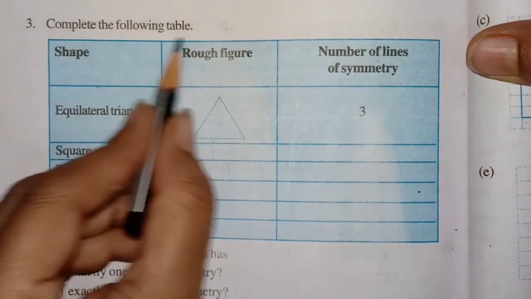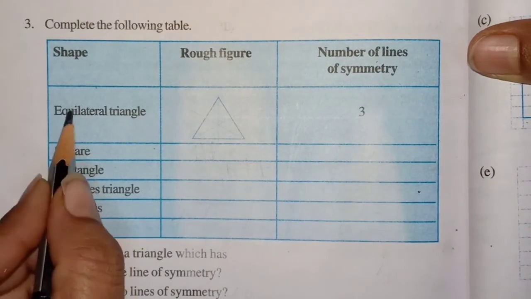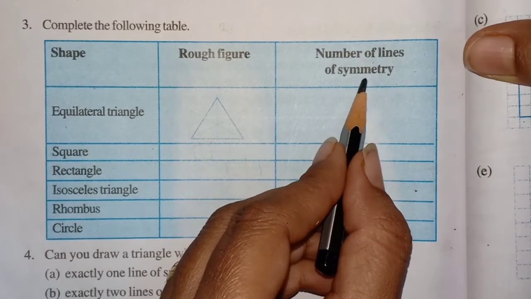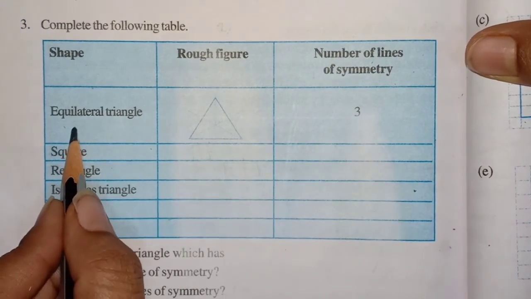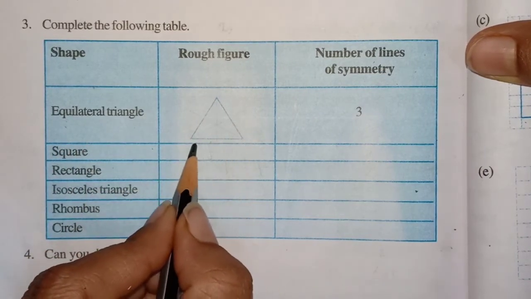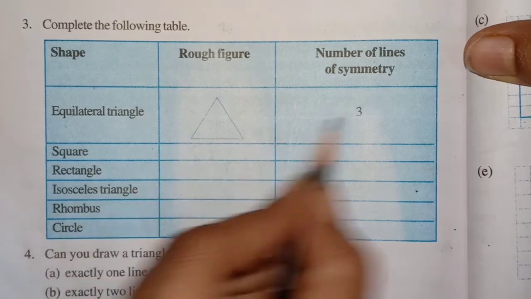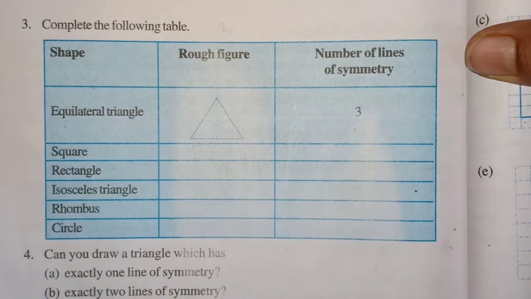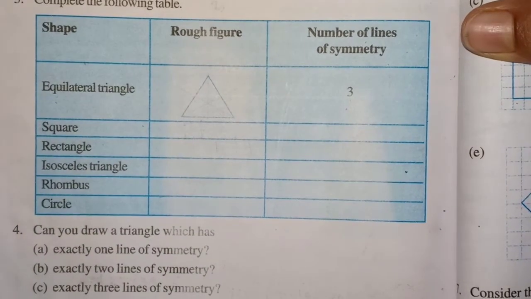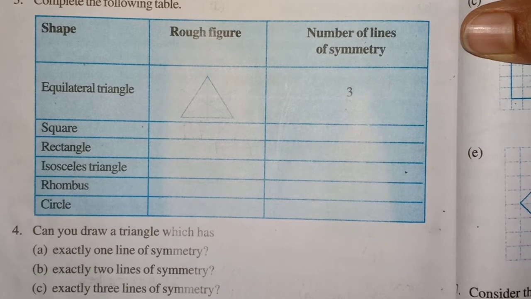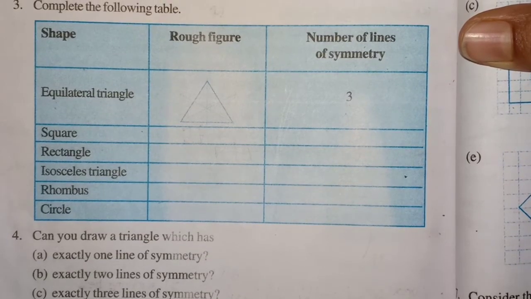Question number 3. Complete the following table. Here there is a shape name, a rough figure and the number of symmetrical lines. They give us one example, the equilateral triangle. You know that an equilateral triangle has all sides equal and we draw 3 symmetrical lines. So the number of lines of symmetry is equal to 3. So let's draw the rough figures and see how many symmetrical lines we draw. Let's start the solution of question number 3.